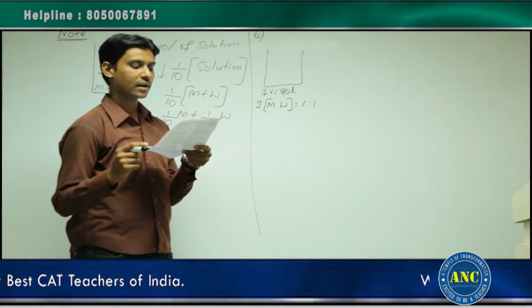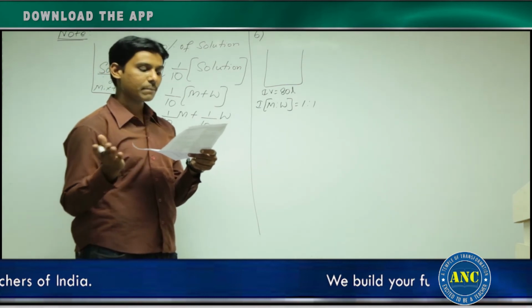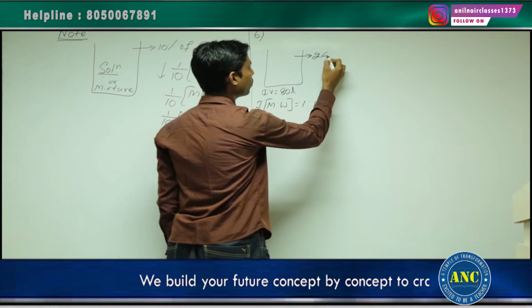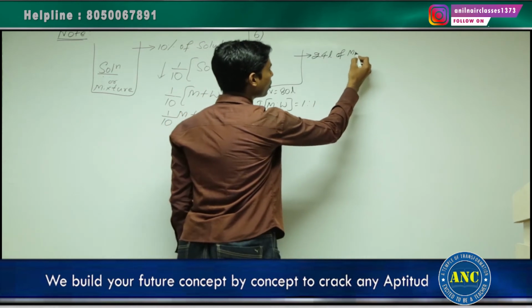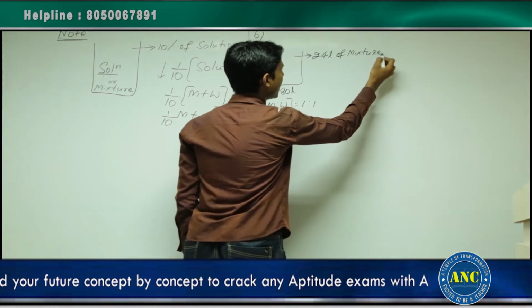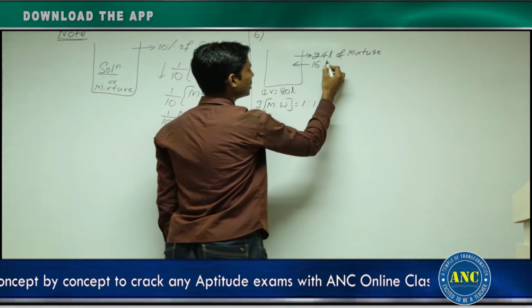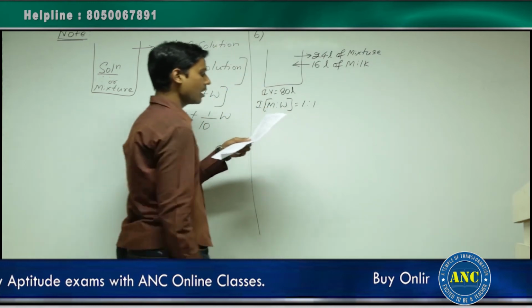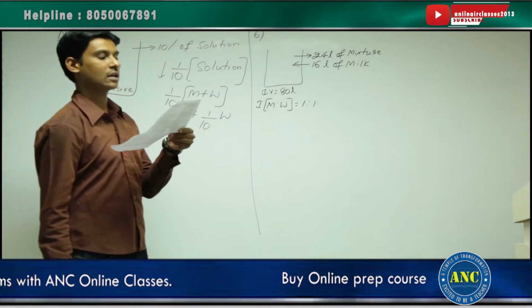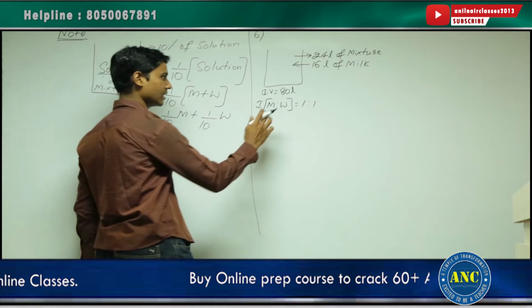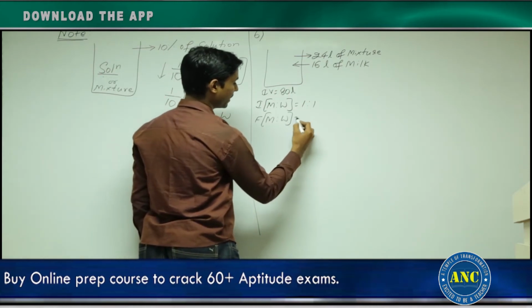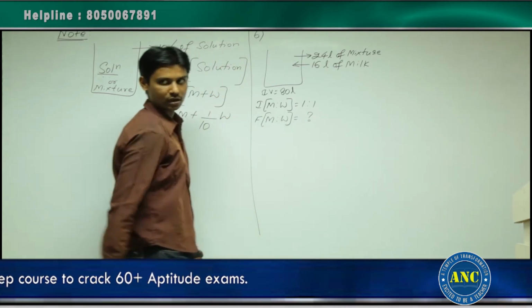If 24 liters of this mixture is replaced by 16 liters of milk, that means I will take out 24 liters of mixture and I am replacing it with 16 liters of milk. Find the ratio of milk and water in the resultant solution. They are asking for the final ratio of milk and water. Clear with the question, right?